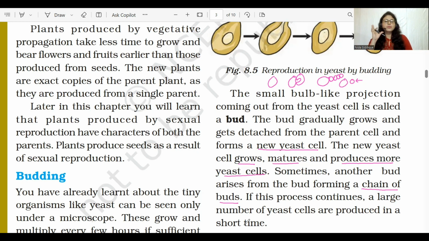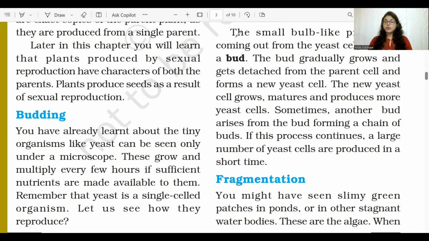If a chain of buds is also produced, each bud will develop into a new individual. Okay, so within a short period of time, a huge number of yeast cells are produced. We have learned that plants can reproduce by asexual means of reproduction. Yeast can also reproduce asexually by the method of budding.